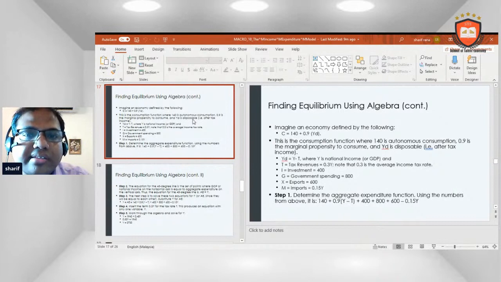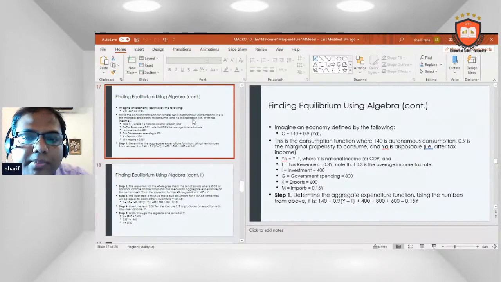Finding equilibrium using algebra. Imagine an economy defined by the following. C equals 140 plus 0.9 YD. This is the consumption function, where 140 is autonomous consumption, 0.9 is the marginal propensity to consume, and YD is disposable income. Y is national income, tax revenue T equals 0.3Y. Note that 0.3 is the average income tax rate. Investment is equal to 400, government spending 800, exports 600, imports 0.15Y.